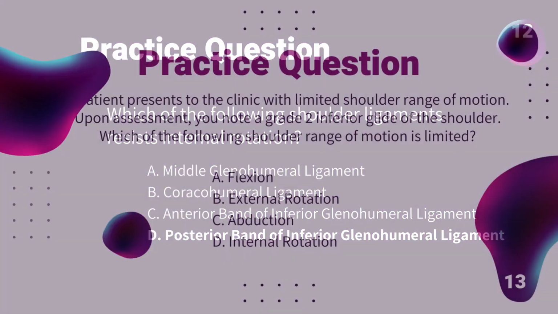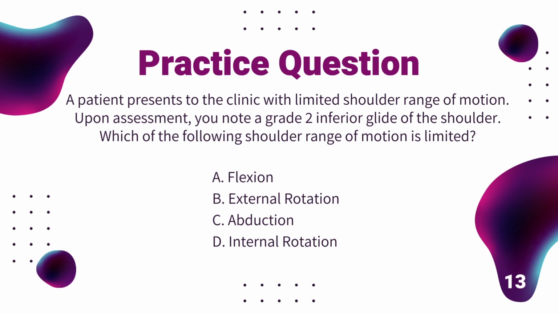Practice question number 2. A patient presents to the clinic with limited shoulder range of motion. Upon assessment, you note a grade 2 inferior glide of the shoulder. Which of the following shoulder range of motion is limited? A, flexion, B, external rotation, C, abduction, or D, internal rotation. I'll give you a moment to answer. Please pause if you're not ready to review.